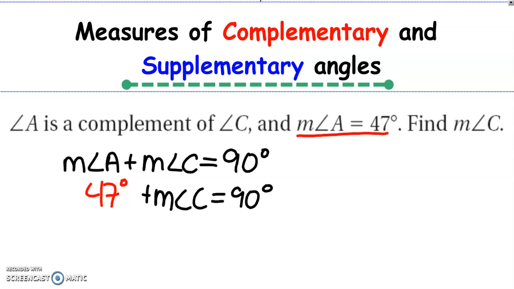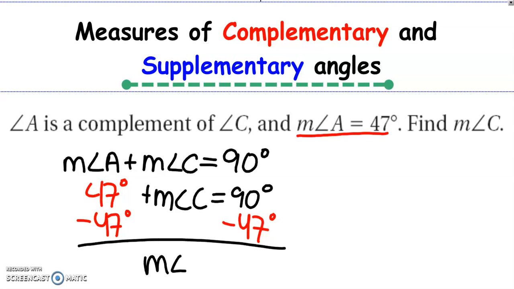I'm going to subtract 47 degrees from both sides, and we are left with the measure of angle C equals 43 degrees. So just check, 43 degrees plus 47 degrees, does that equal 90? Yes, that's what it means for angle A and angle C to be complements of each other.